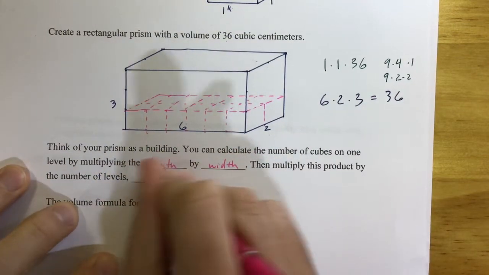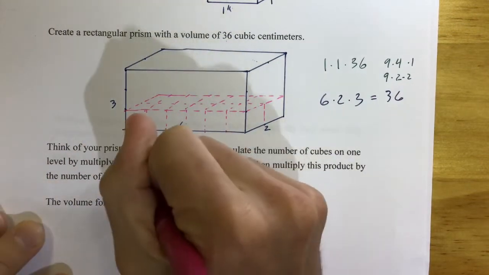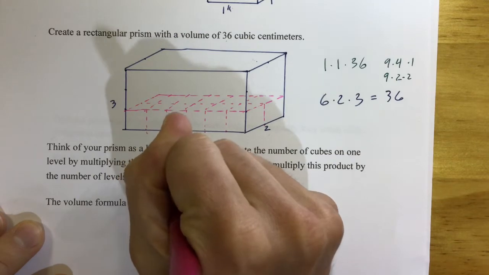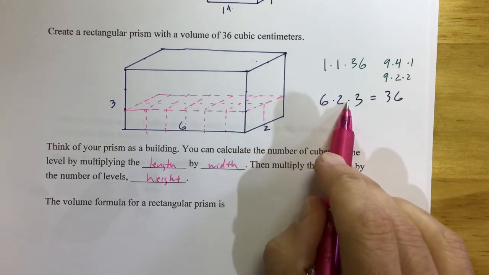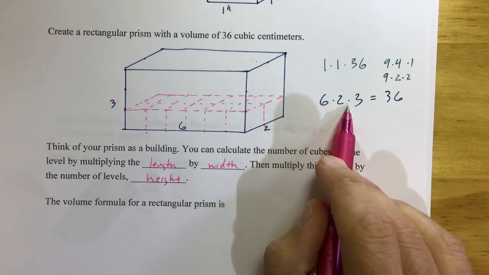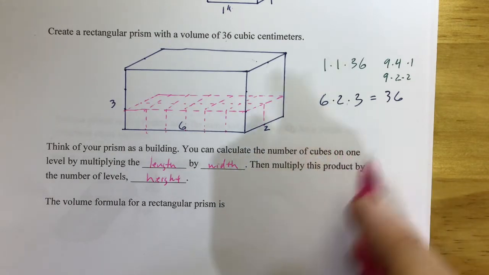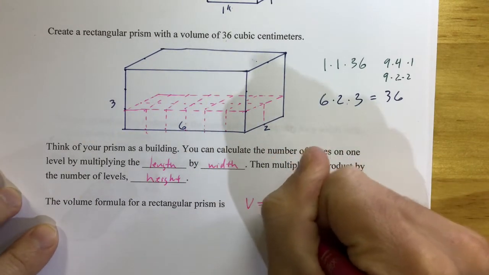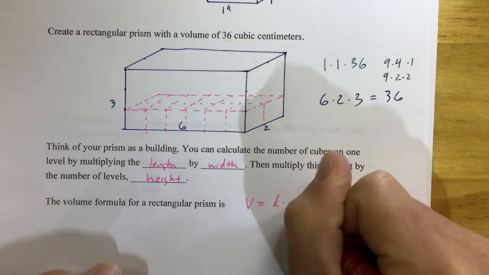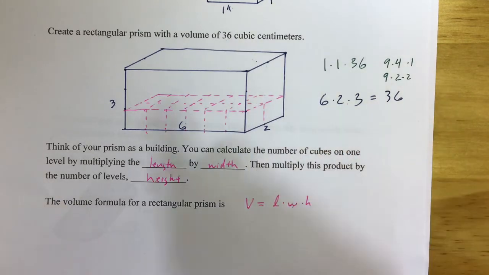Number of levels. I'm going to call that height. I started using the actual numbers here, and I want to use the words. And that becomes your volume. So I have 12 times 3 different rows or height, levels of these things, and I end up with 36. So ultimately, the volume formula you're probably used to is length times width times height.